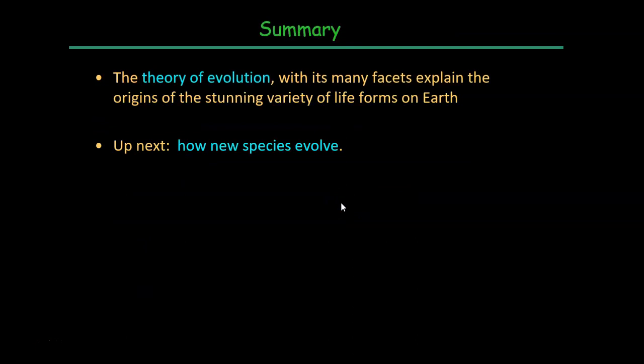Okay. So what is up next is we're going to look at how all of this microevolution stuff leads to the emergence of new species, the evolution of new species. And so that'll help us explain this idea of why there's such a stunning variety of life forms on the Earth. So we're going to go from microevolution to macroevolution next.